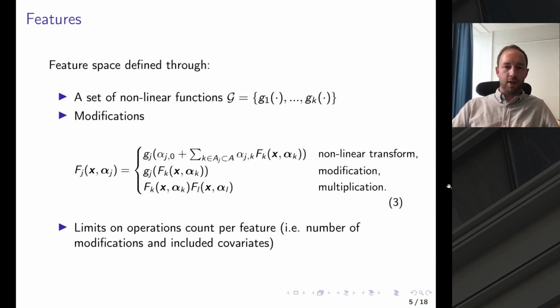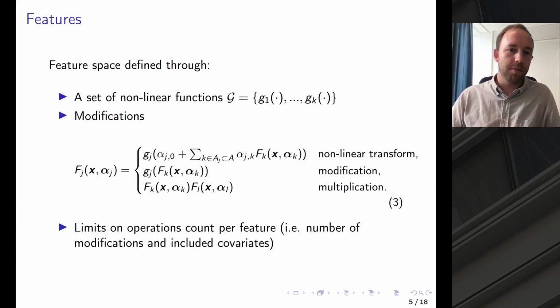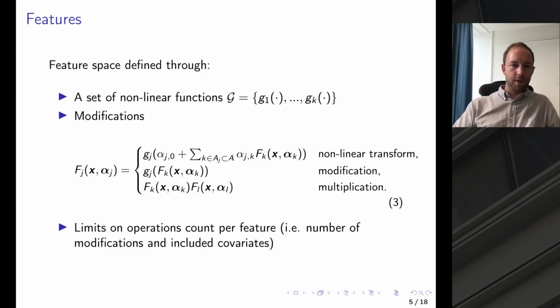Features as such are very flexible, but here we go through how we define the feature space. So what we first need is a set of nonlinear functions, and these can depend on the application, but they're just fed into the model. These are the different nonlinear functions the model is allowed to use. And then we have three types of different modifications that can be applied to a feature. So we define this sort of in a recursive manner, where we begin with the bare covariates, and then we have these modifications that can be applied multiple times to the features.